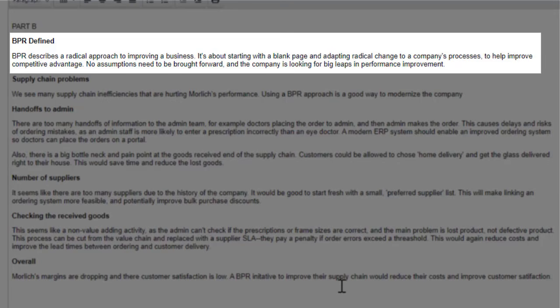So do a quick definition. You could earn a mark. You probably will earn a mark. Don't get into the background of the model. Don't get into the stages of the model. Just a quick definition.